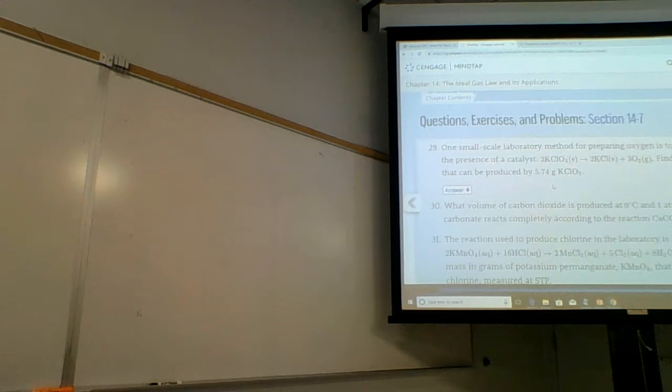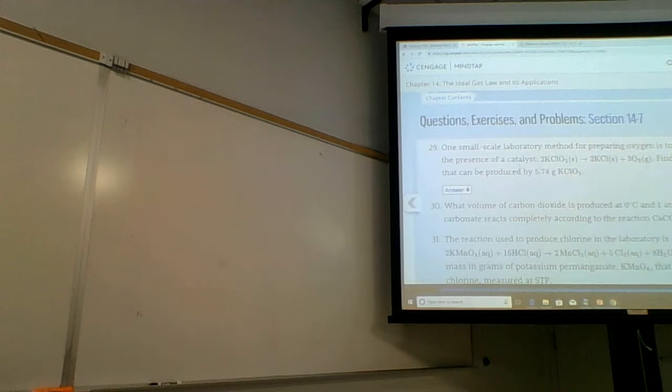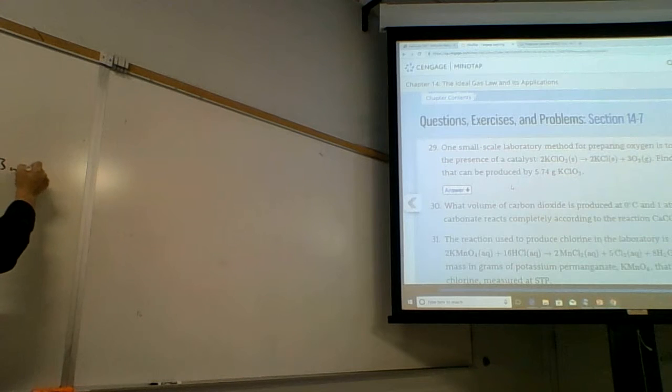All right, so we have 5.74 grams of KClO3. Then a mole of KClO3 weighs 122.55 grams. And so the grams of KClO3 cancel, that gives us moles of KClO3. And we go back and look at the equation here. It's a 3-to-2 ratio: 3 moles of oxygen for every 2 moles of KClO3.